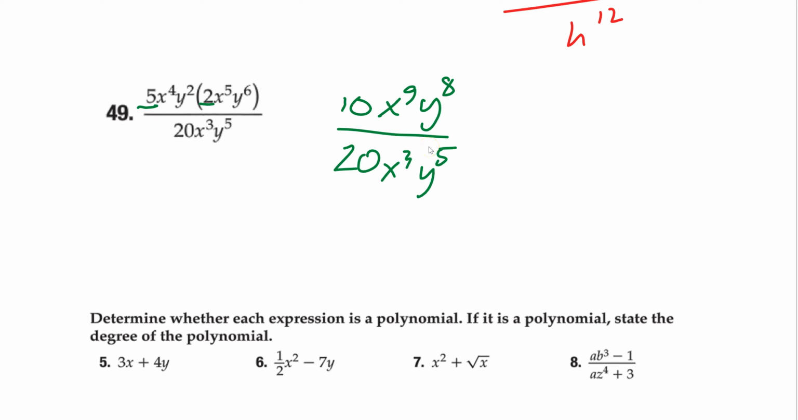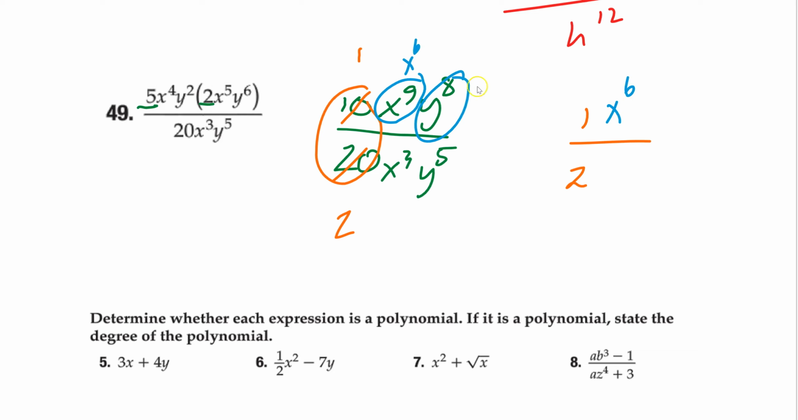Right, now we simplify. Let's do the numbers first. 10 over 20 is just 1/2. 1 on top, 2 on the bottom. Then let's do the powers. Remember, I just like to look at which one has more. For my x's, I have more x's on top by 6. And on my y's, I have more y's on top by 3. And there you go. 1/2 x^6 y cubed. So that's how you simplify.